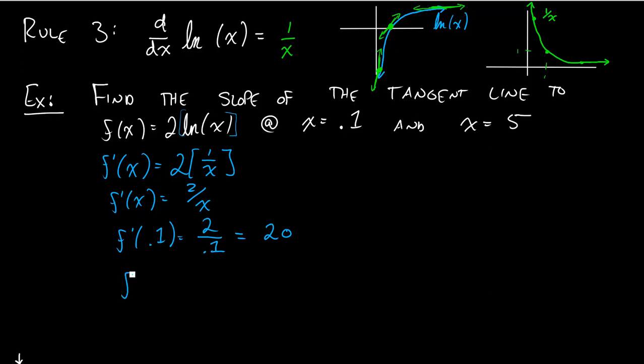Now, if we do f prime of 5, we're finding the slope of the tangent line at 5, like the slope of this tangent line here. We have to plug 5 into our derivative, so 2 divided by 5, which is equal to 0.4. So again, a pretty low derivative. The slope isn't that great. So let's practice using this rule in some more complicated situations.